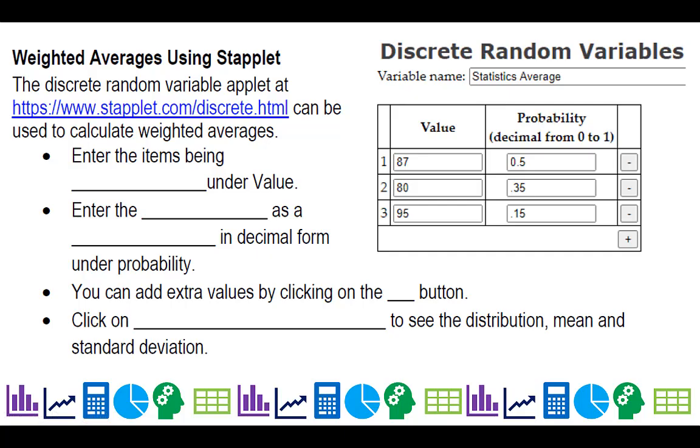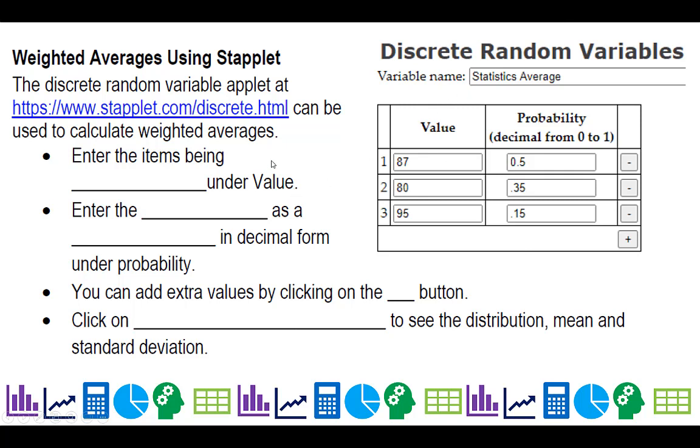Some good news is we have an applet to do weighted averages. It's a discrete random variable applet, but we can adjust it and use it for weighted averages as well. So how do we do that? Because you see there's value and probability and it says discrete random variables.